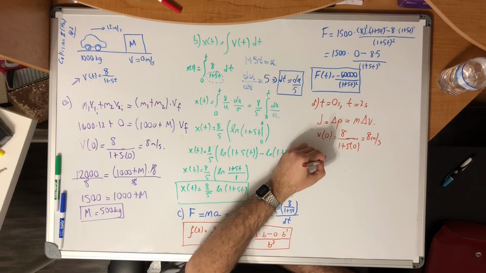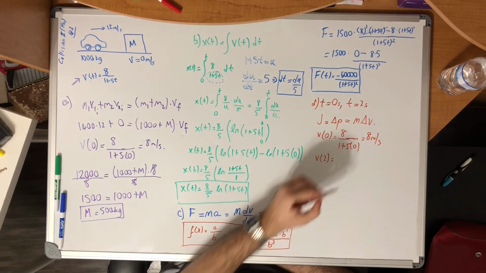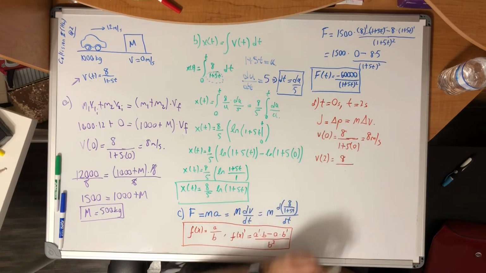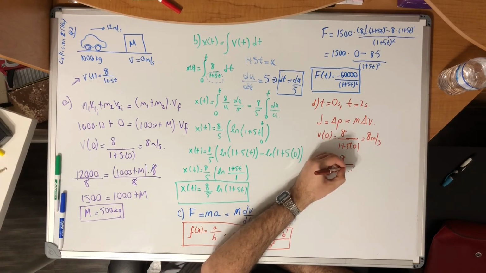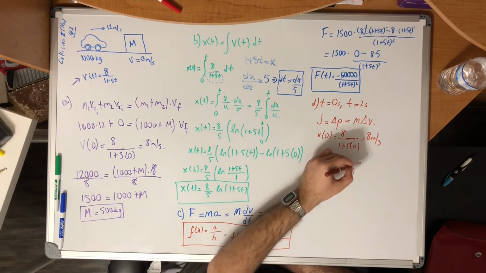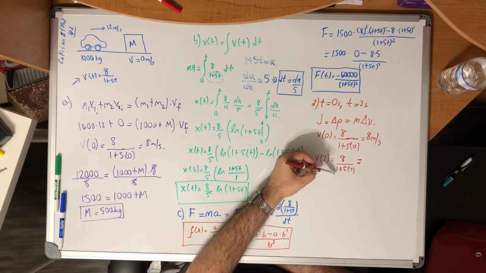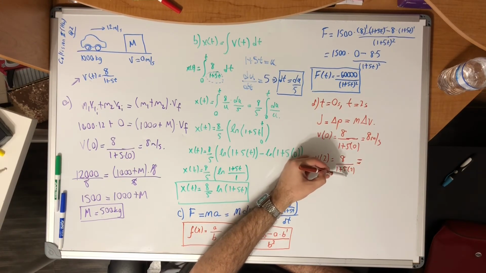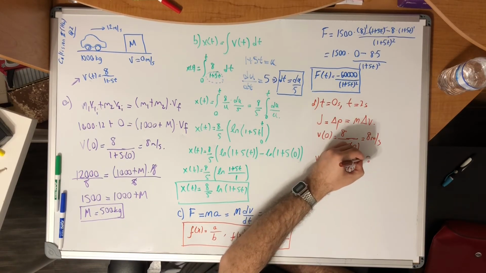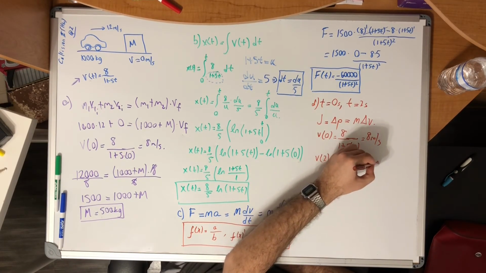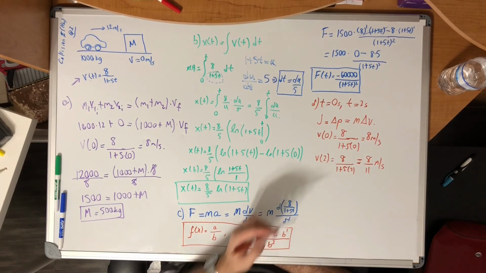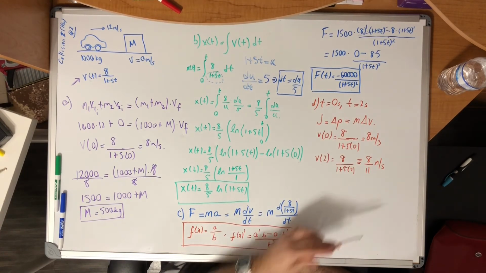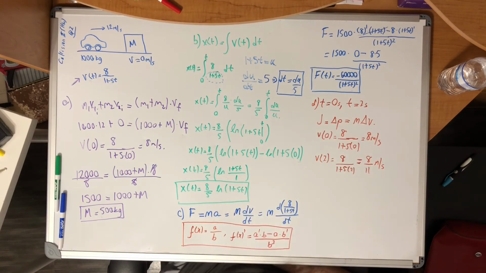And when time is 2, then my new velocity will be 8 divided by 1 plus 5 times 2. And if you do the math over here, what do you get? 8 divided by 1 plus 5 times 2, which is 10. 10 plus 1, 11. So it's 8 divided by 11 meters per second. So now, what should we do? We just need to replace those numbers into that equation.